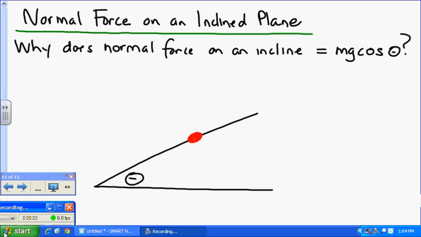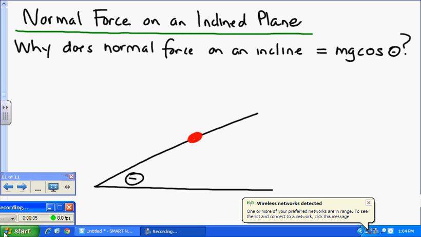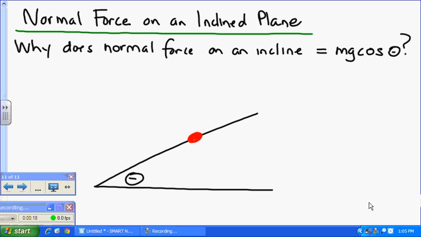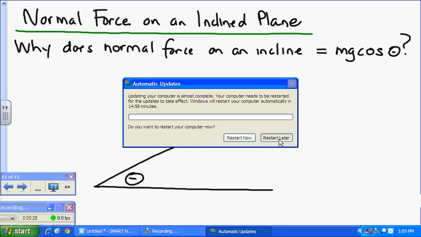Okay, so this is a little supplementary explanation on normal force on an inclined plane. An inclined plane could be anything in which an object is sliding or could be sliding down has some sort of angle. In this case, we'll call the angle theta for the general case. And the question is, why does the normal force on an inclined plane equal mg cos theta?